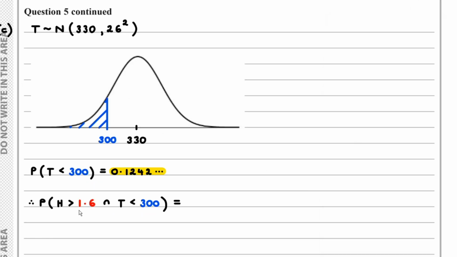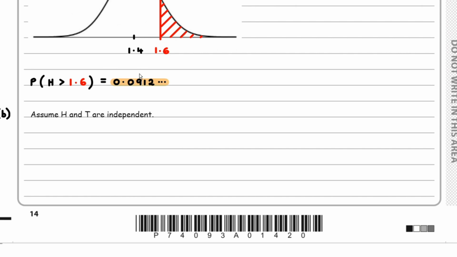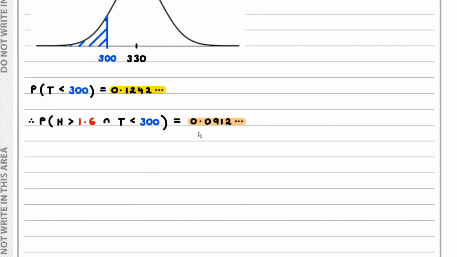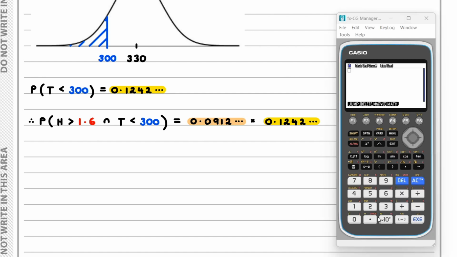Therefore, the probability that h is greater than 1.6 and t is less than 300, well, we'd have to multiply this by this. So we have 0.0912, etc. multiplied by 0.1242, etc. So we have 0.0912 multiplied by 0.1242, and it turns out we end up with 0.0113, etc.